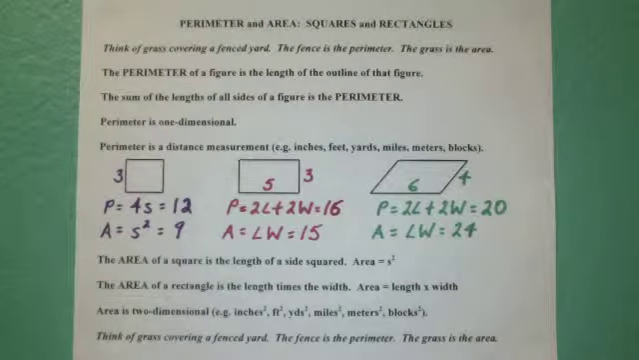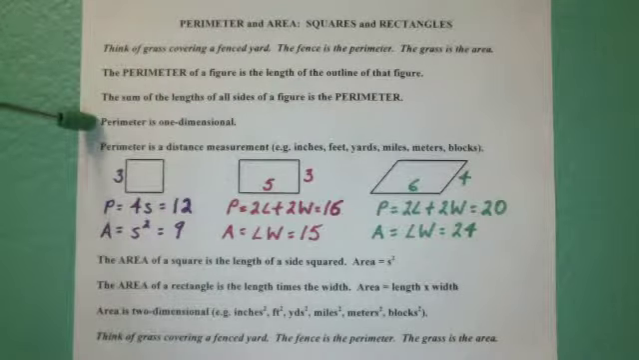This lesson is on the perimeter and area of squares and rectangles. I want you to think of grass covering a fenced yard. The fence is the perimeter, the outline. The grass is the area inside the outline. The perimeter of a figure is the length of the outline of that figure. The sum of the lengths of all sides of a figure is the perimeter.